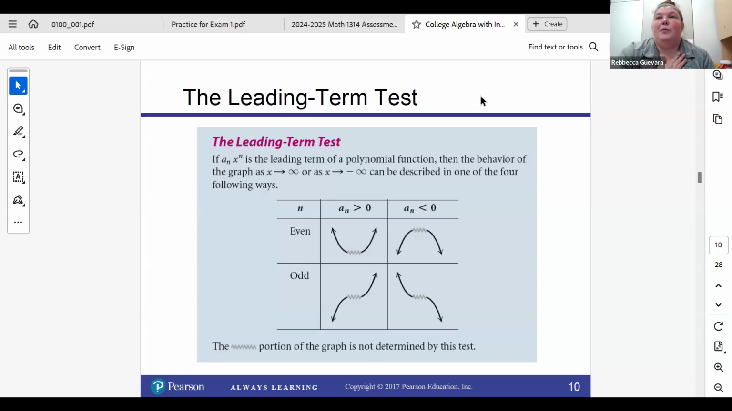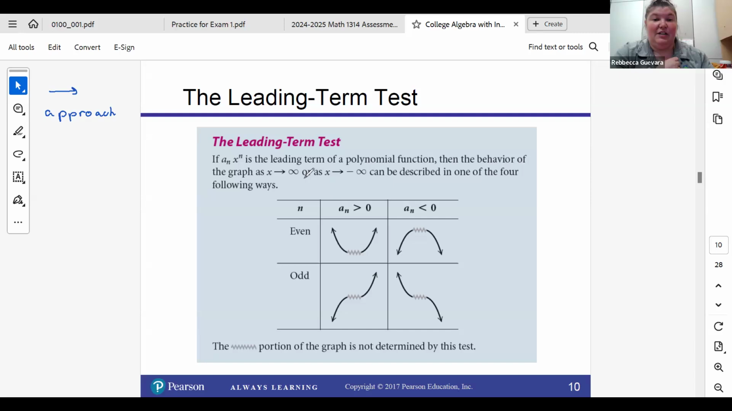So this leads us to what we call the leading term test. If a_n x^n is the leading term of a polynomial function, then the behavior of the graph as x goes to, so let me put this on here. This little arrow here means approach.